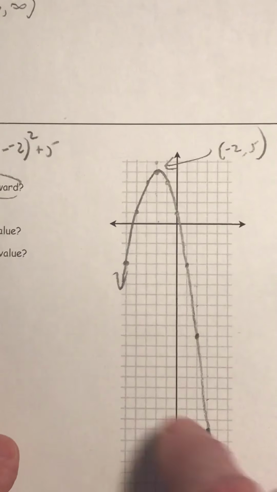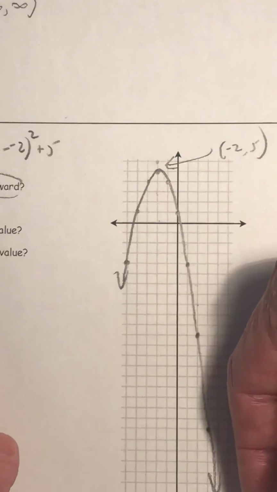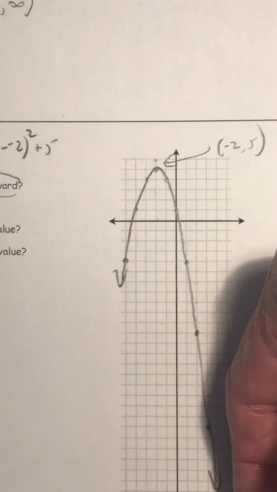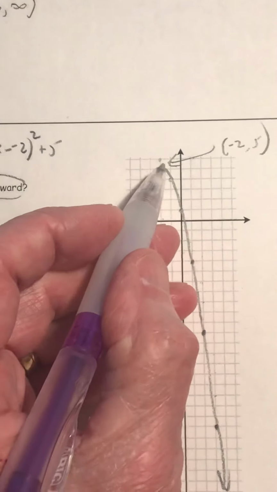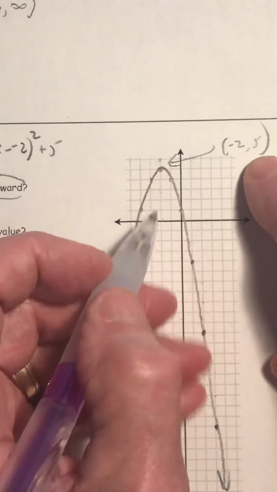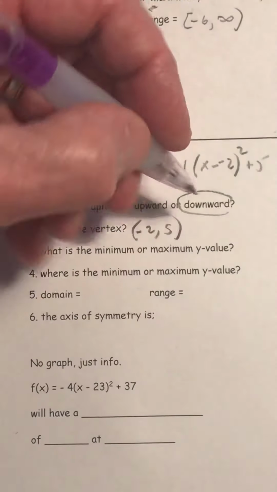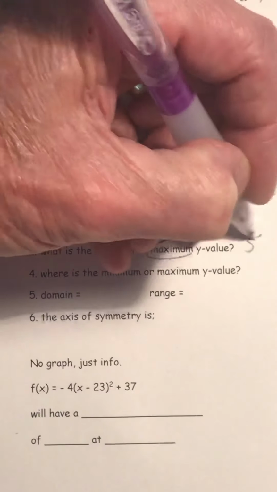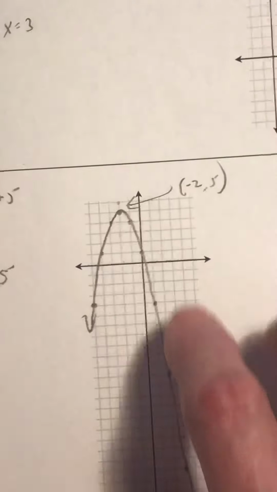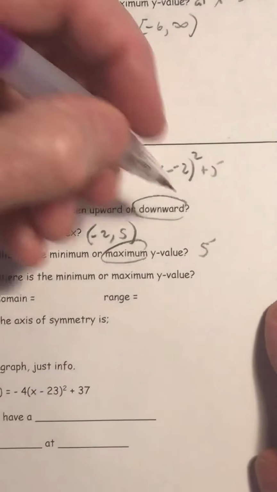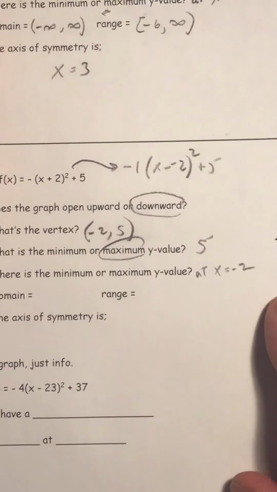And now looking at this, we can say there is no minimum for this. It goes down forever. We can get as low as we want with the y value. There is, however, a y value higher than every other, which we would call the maximum y value of the function, or the maximum value of the function, and it's 5. And where do we get that? At x equals negative 2. The x value of the vertex.